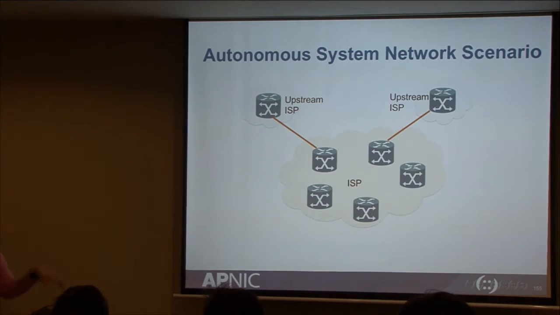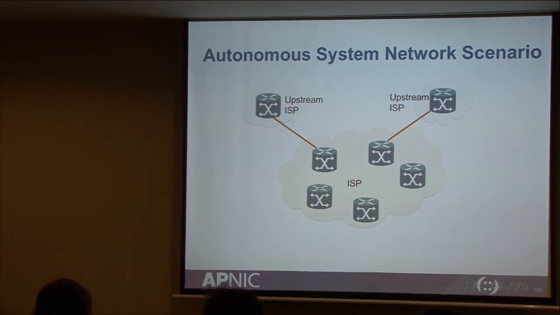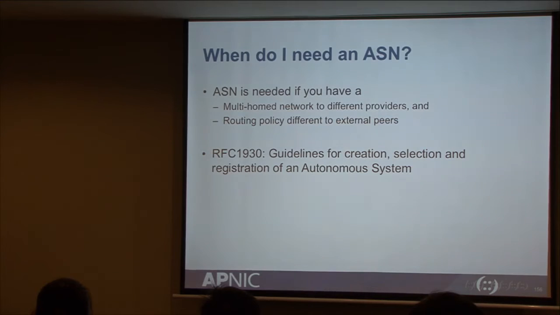One network maybe needs an AS number, or maybe a private AS number, which is okay. They don't need a public AS number. Only when your network needs a public AS number will you come to APNIC to apply for the resource. For this one, we also have a policy, which you can see later. You can ask, when do I need an AS number? We have the RFC as a guide.